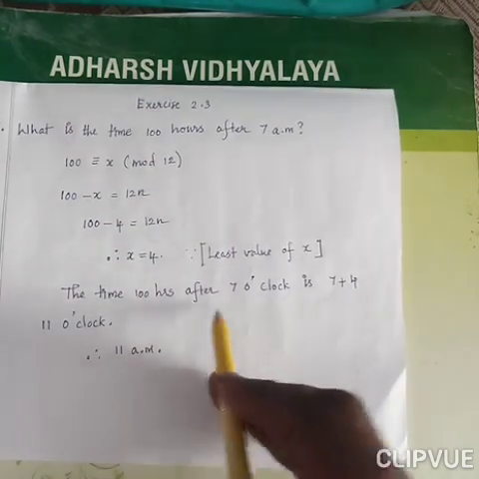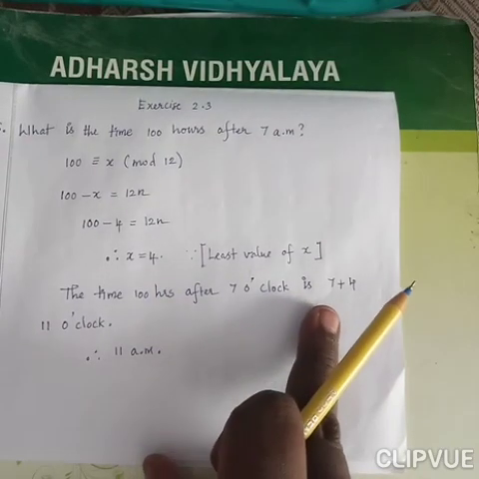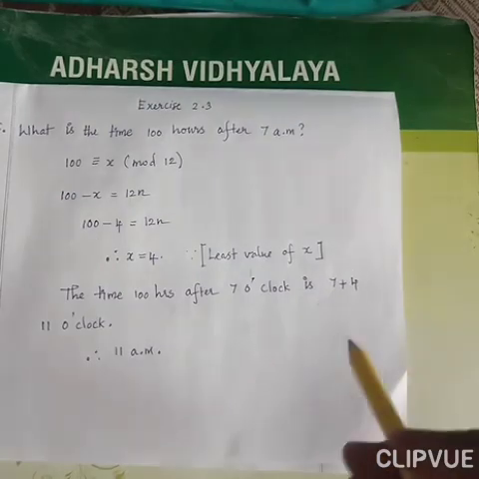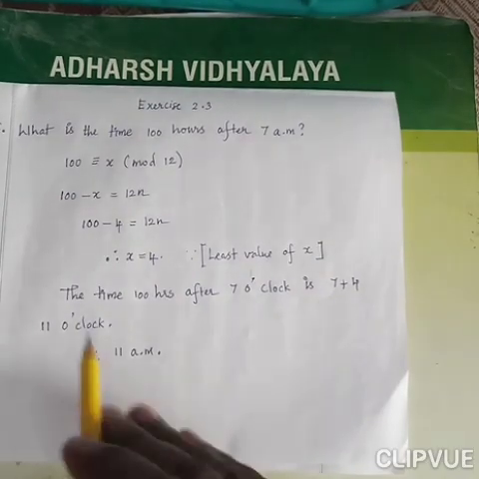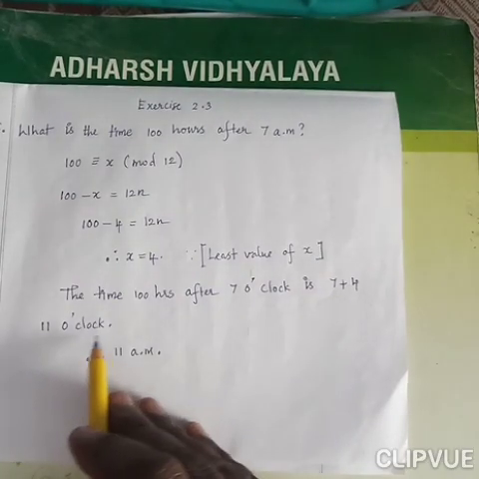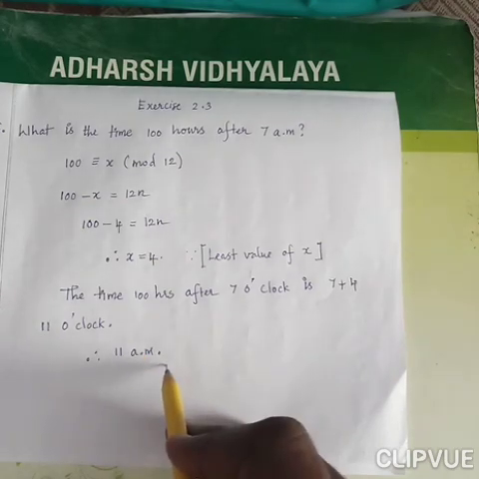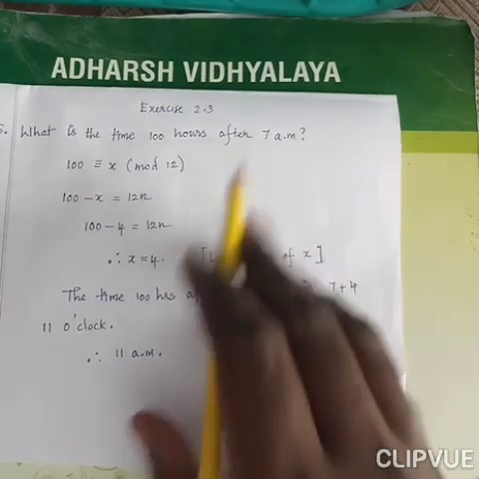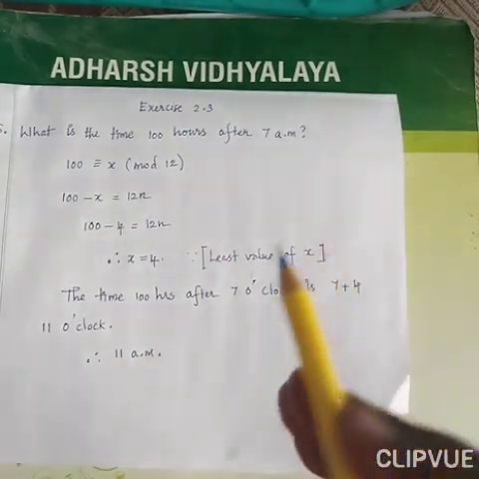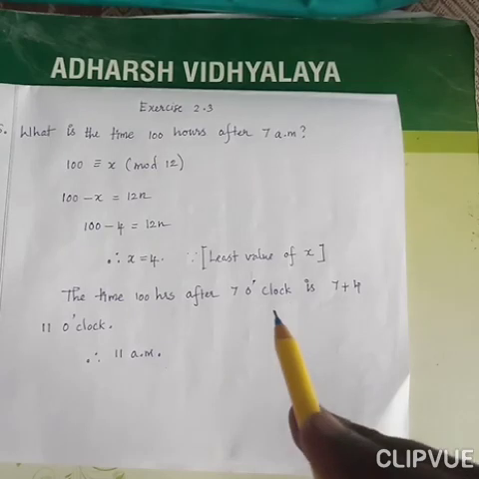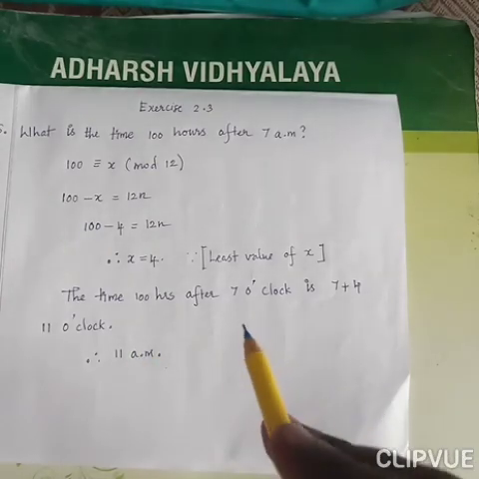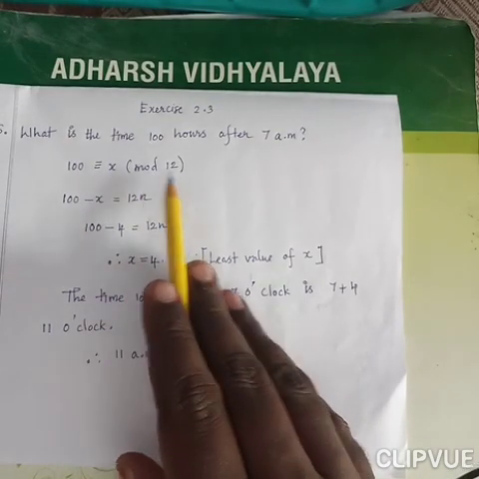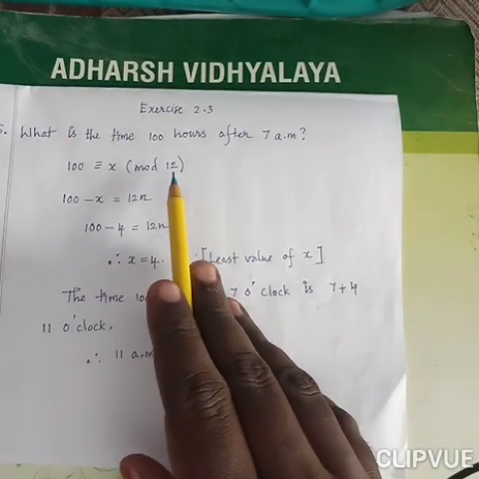So, the time 100 hours after 7 o'clock means we want to add 4 to this number 7. So, 7 plus 4 is equal to 11. So, 11 o'clock, which means 11 a.m. Here, listen carefully: 7 a.m. plus 4 hours means 7 plus 4, 11 a.m. This is the answer.